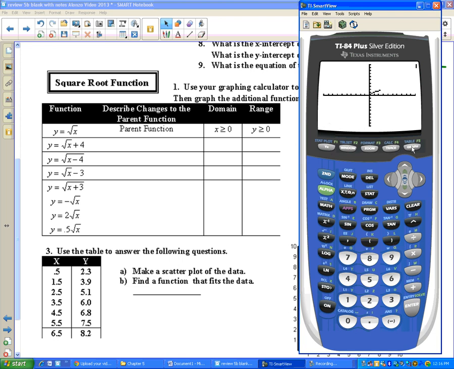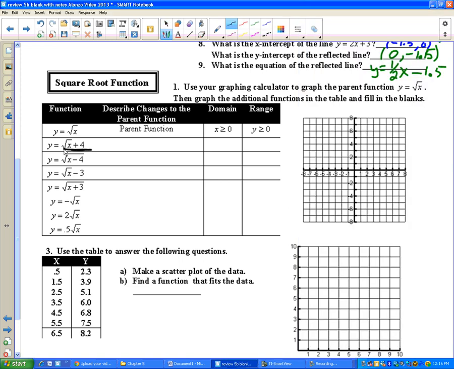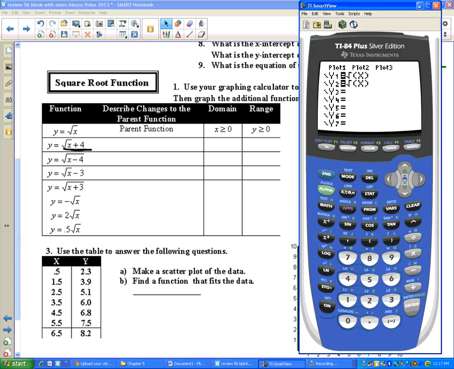I'm going to graph. That's what my parent function looks like. So I'm going to go back to y equals. I'm going to plug in the square root of x. Now, for the first problem over here, this is the square root of x plus 4. The plus 4 is outside of the square root, so I need to put plus 4 outside my square root.